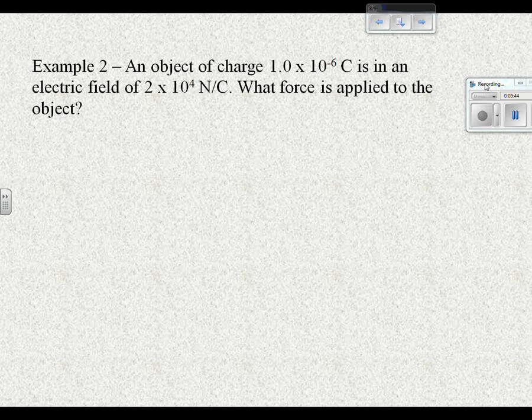So here's example number 2. An object of charge 1.0 times 10 to the minus 6 coulombs is in an electric field of 2 times 10 to the 4 newtons per coulomb. What force is applied to the object? This time you're solving for the F. This time you've got two scientific notation numbers to deal with.